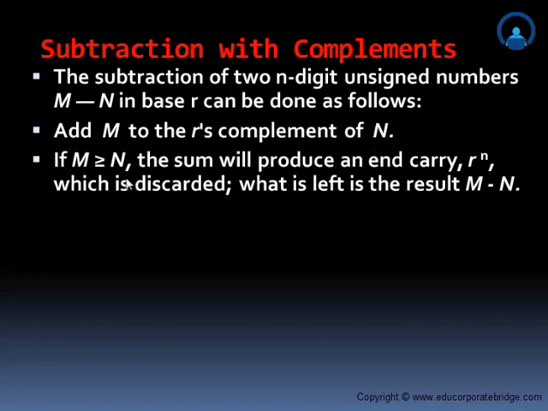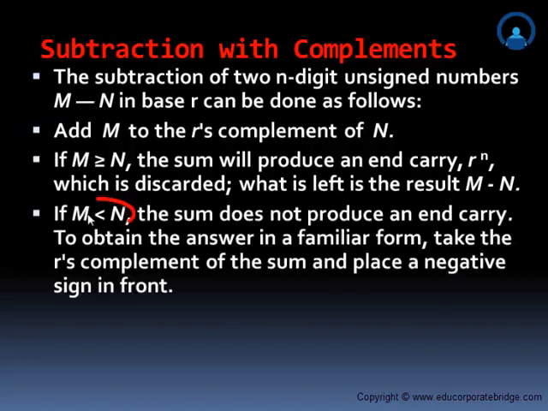Now here there are two criteria. First, if m is greater than n, and second, if m is less than n, that is, the number to be subtracted is greater than m. If m is greater than n, then as per regular math, the answer will be positive, and we can discard the carry. And if m is less than n, then the final answer will be negative. So let us take the first case: if m is greater than n, what will be the result, and which bits can be retained and which can be discarded.